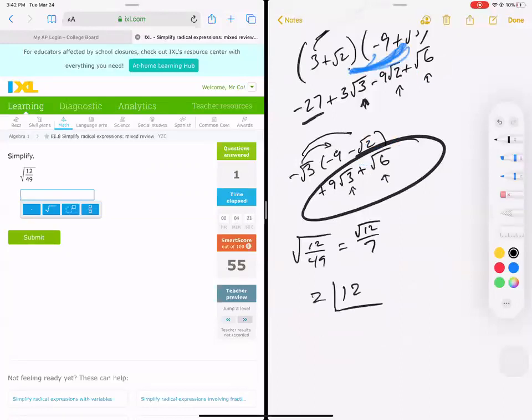Box method. I always automatically run to it. A pair of 2s. Leftover 3s. 3s have no friends. You stay home. Bad jokes. Okay.